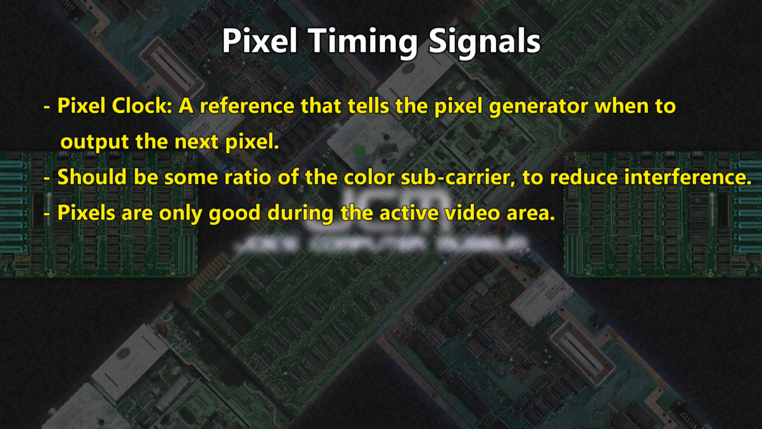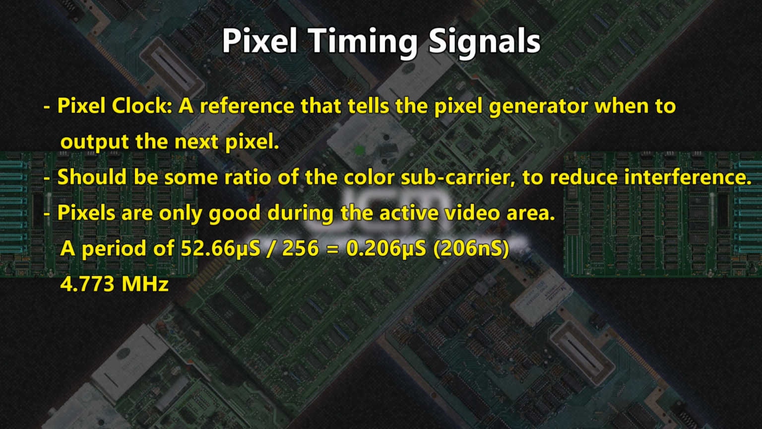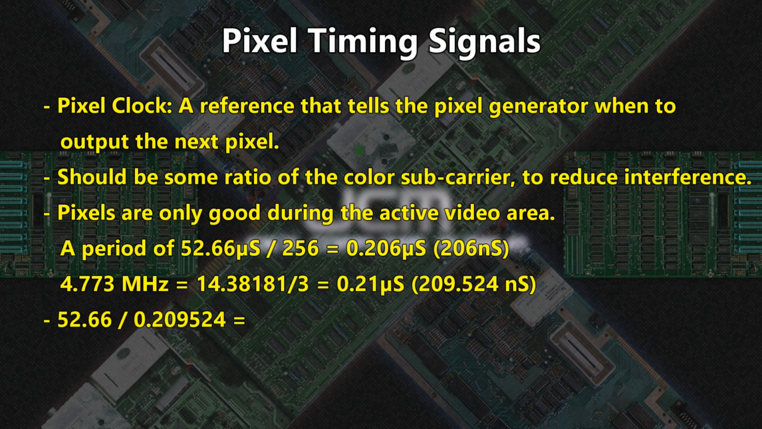We can only generate video during the active video area, basically during not PixN. This is 52.66 microseconds long, according to spec. If we divide that by 256, we get 0.206 microseconds. The closest pixel clock to that value, that is also a division of the 14 MHz clock, is 4.77 MHz. That's 14 MHz divided by 3, giving a period of 0.21 microseconds. That fits into 52.66 microseconds about 251 times.